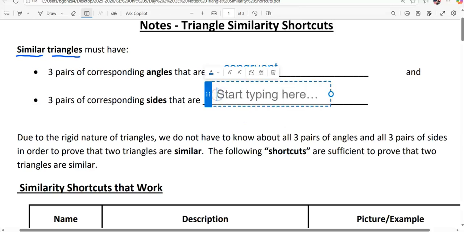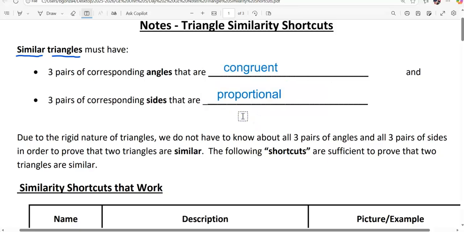The sides are what we call proportional. Proportional. And what is proportional? Well, y'all remember yesterday, a proportion is when you have two ratios or two fractions that are equal to each other. Okay. They basically multiply by the same scale factor.